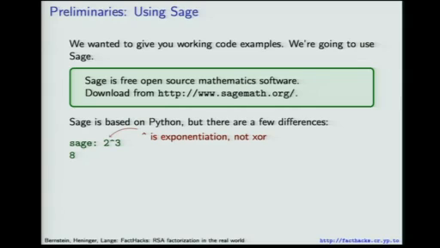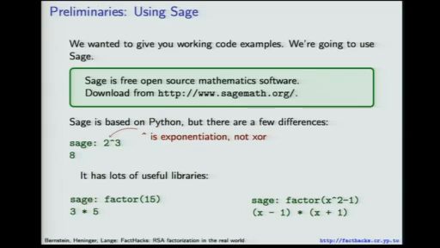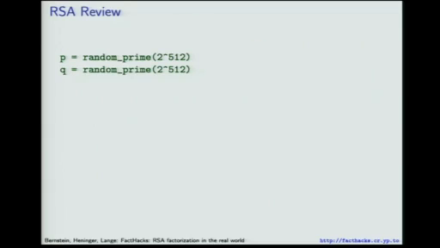The other nice thing about Sage is that it has lots of useful mathematical libraries. For example, if in the Sage interpreter I say factor 15, it helpfully tells me 3 × 5. That's pretty great. It also does a lot more advanced things. For example, it can represent polynomials. I can say factor the polynomial x² - 1, and it helpfully tells me the answer. Now that we've gone through what Sage is, I want to explain how to do RSA.